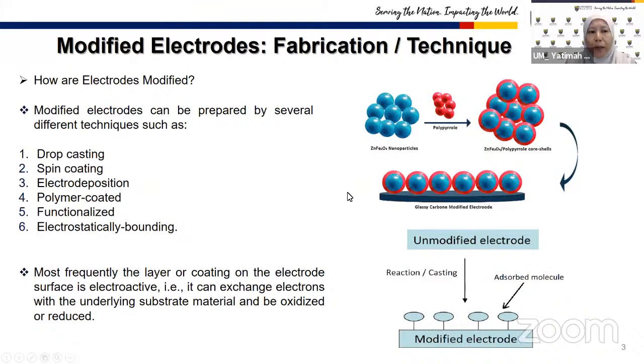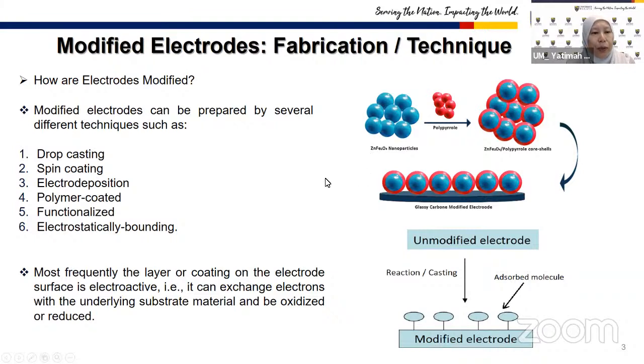There are a few ways to prepare modified electrodes. The common one is called drop casting. We just drop solutions of the electroactive materials on top of the substrate and leave it to evaporate for a certain time. It depends on the thickness of the coating and the amount of material that is cast on top of the electrode.